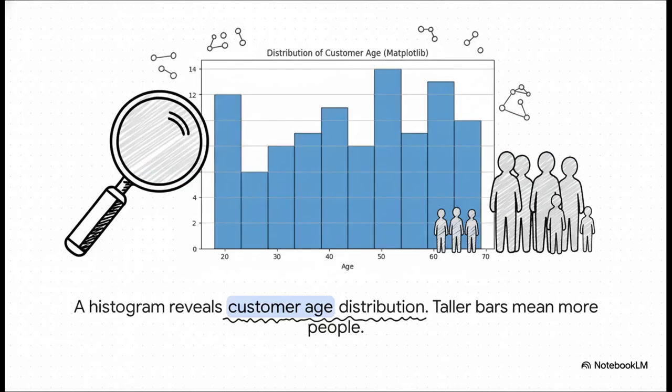And boom, here's our first clue visualized as a histogram. It's pretty straightforward, right? Along the bottom, you've got the different age ranges, and going up the side is the number of customers. The taller the bar, the more people in that age group. So just at a glance, you can see exactly where most of our customers are clustered.